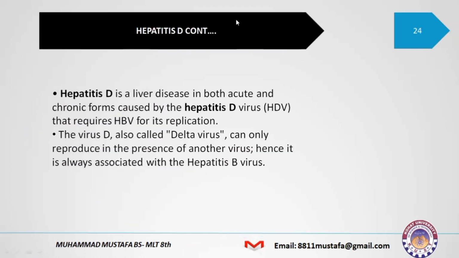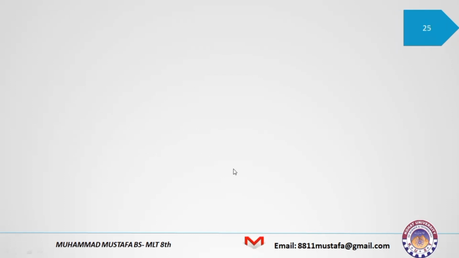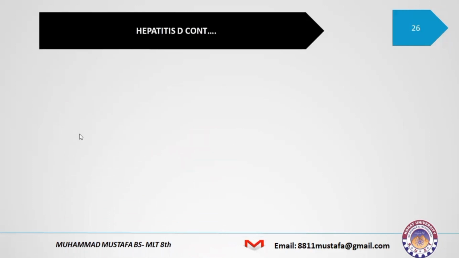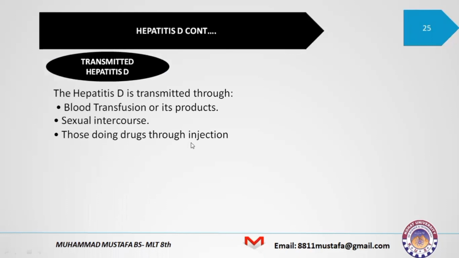Bilirubin measures the waste product produced by the liver. So the fourth one is hepatitis D. Hepatitis D is a liver disease, in both acute and chronic form, caused by the hepatitis D virus, which requires HBV for its replication. The virus, also called Delta virus, can only reproduce in the presence of another virus, hence it's always associated with the hepatitis B virus. Hepatitis D is transmitted through blood transfusion or its products, sexual intercourse, and those doing drugs through injection.